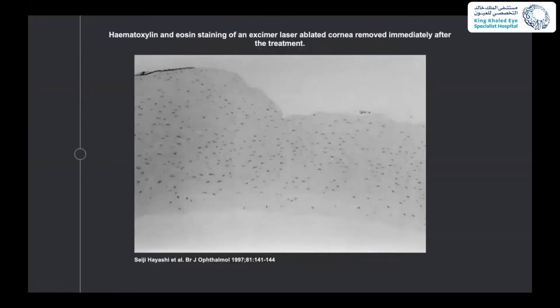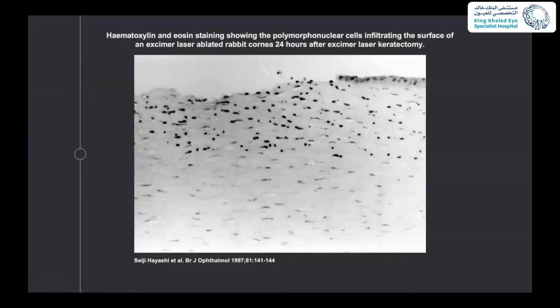This is a pathology section of a rabbit cornea, which was examined immediately after excimer laser. And you can see here the defect that happened in the central part of the cornea. This slide was examined around 24 hours after the ablation. And you can see here the inflammatory cells getting into the area of the laser treatment.